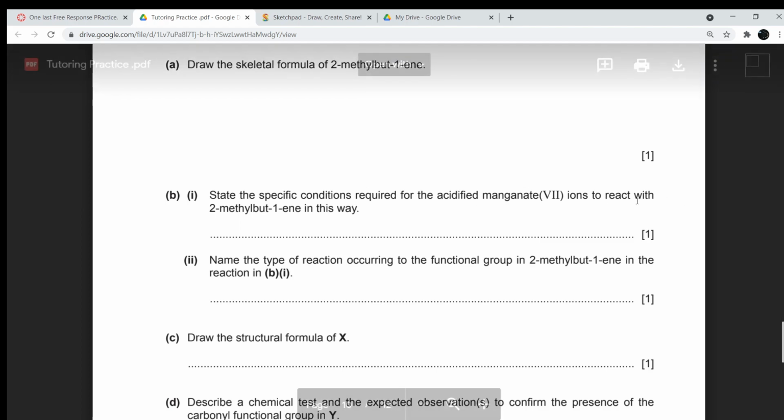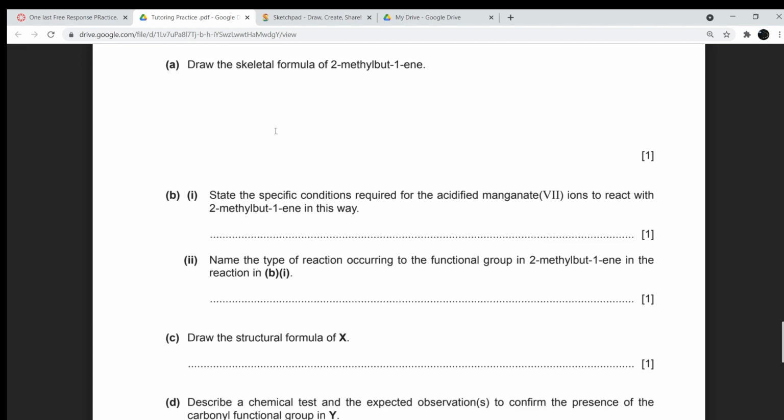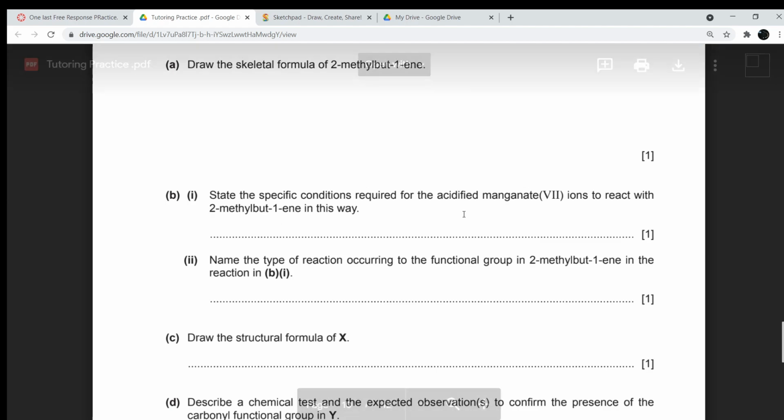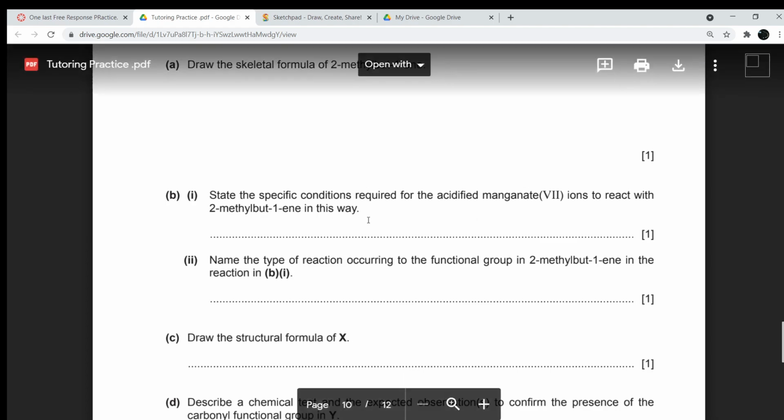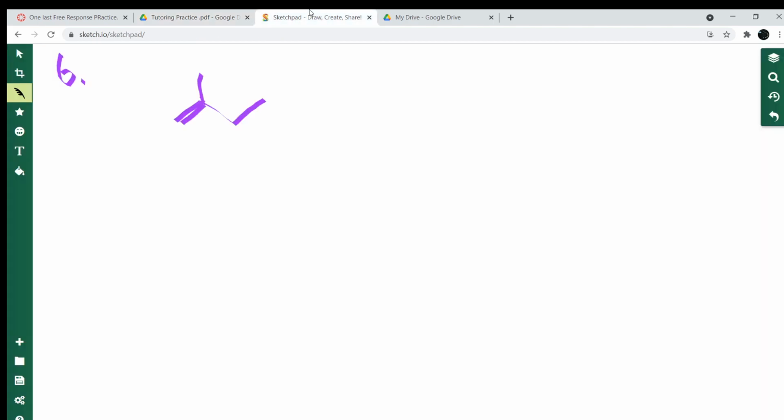State specific conditions for acidified manganate ions to react in this way. I know that if we have a lot of reaction going on, we have a lot of energy, and it's probably concentrated. Hot, concentrated potassium permanganate. That's what's going on. So for part B, hot and concentrated. We haven't even had to think about the reaction yet. It's just asking us things that we know.